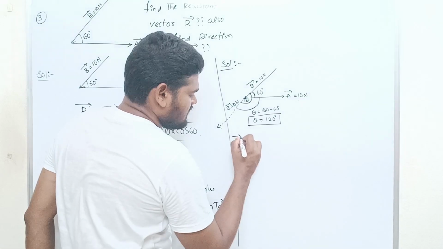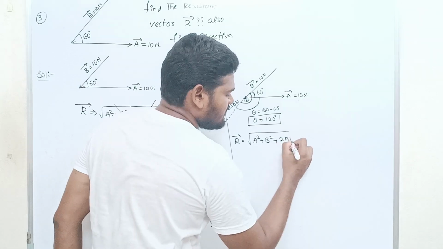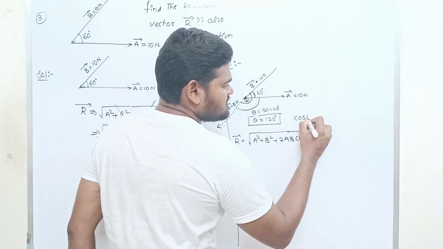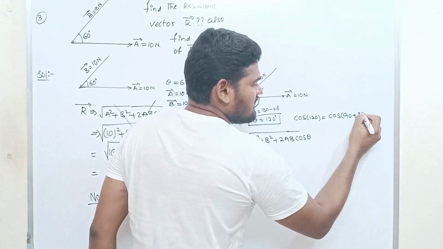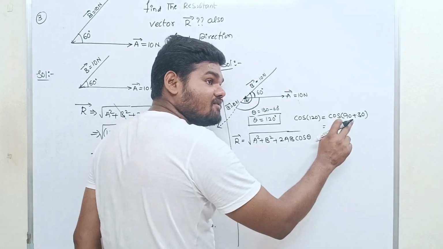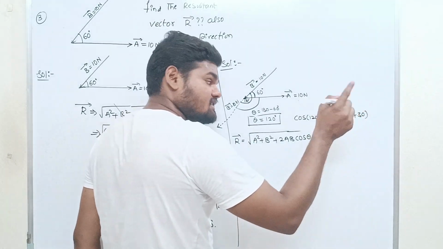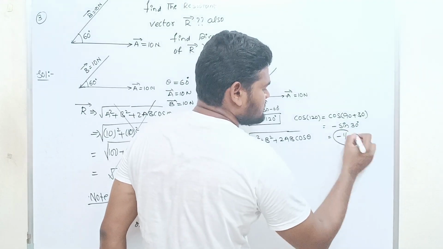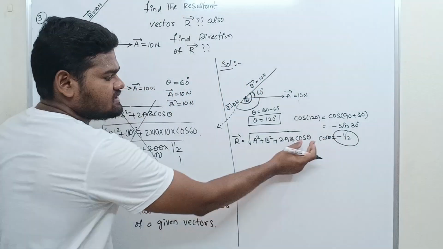So what is R bar? R bar is equal to the square root of a squared plus b squared plus 2ab cos theta. Theta is 120 degrees. Then cos 120 is equal to cos of 90 plus 30. Cos of 90 plus theta is in the second quadrant, where cos is negative. At 90 degrees, cos becomes sin, so minus sin 30. The value of sin 30 is 1 by 2. So overall cos 120 is minus 1 by 2.